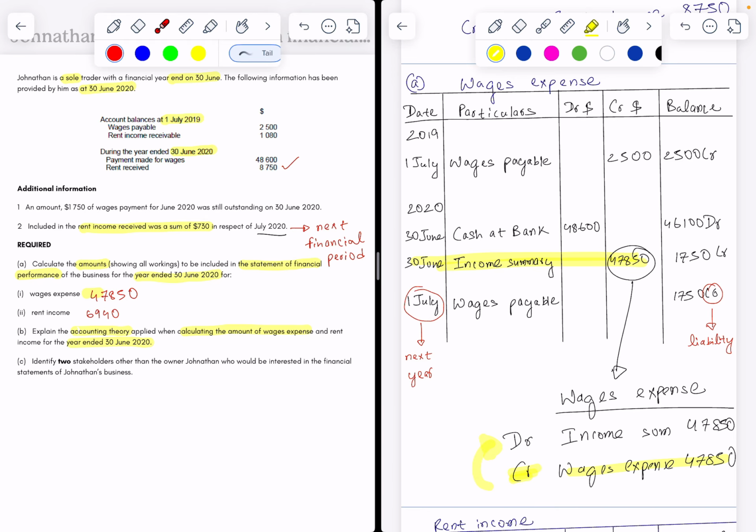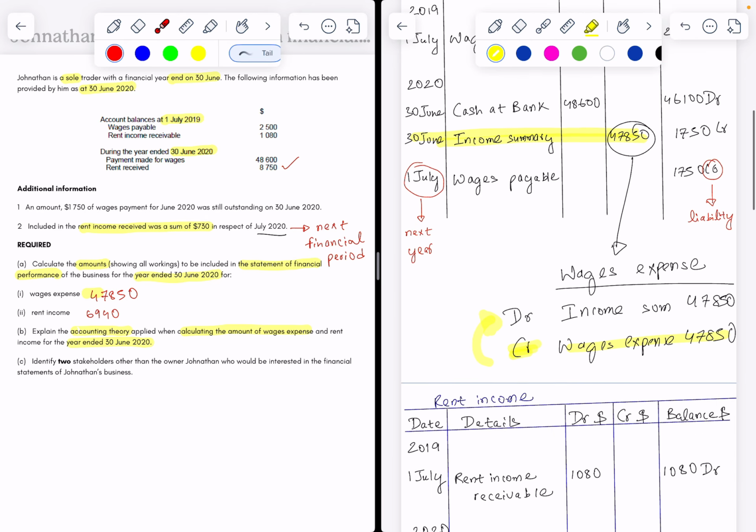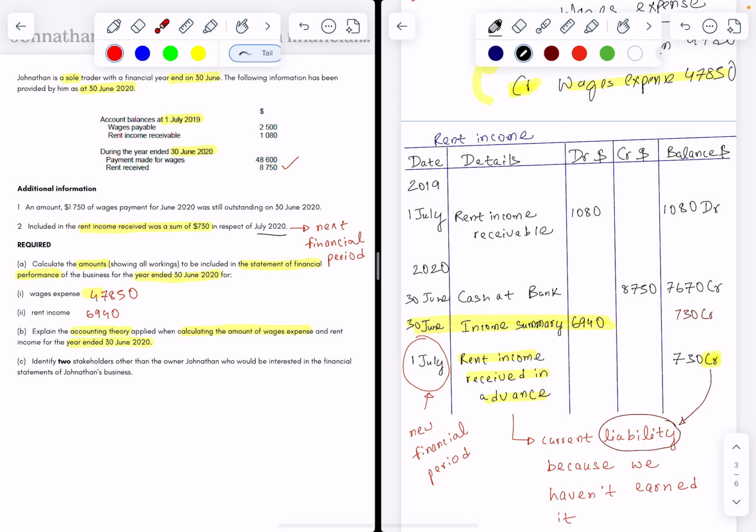Now let's look into the rent income account. So here we have got the rent income account, again prepared using the usual 5-column format, with date being in the first column, followed by the particulars column. You can also write details, the same thing. Then we have got debits and credit columns. And then lastly, we have got the final balance column.